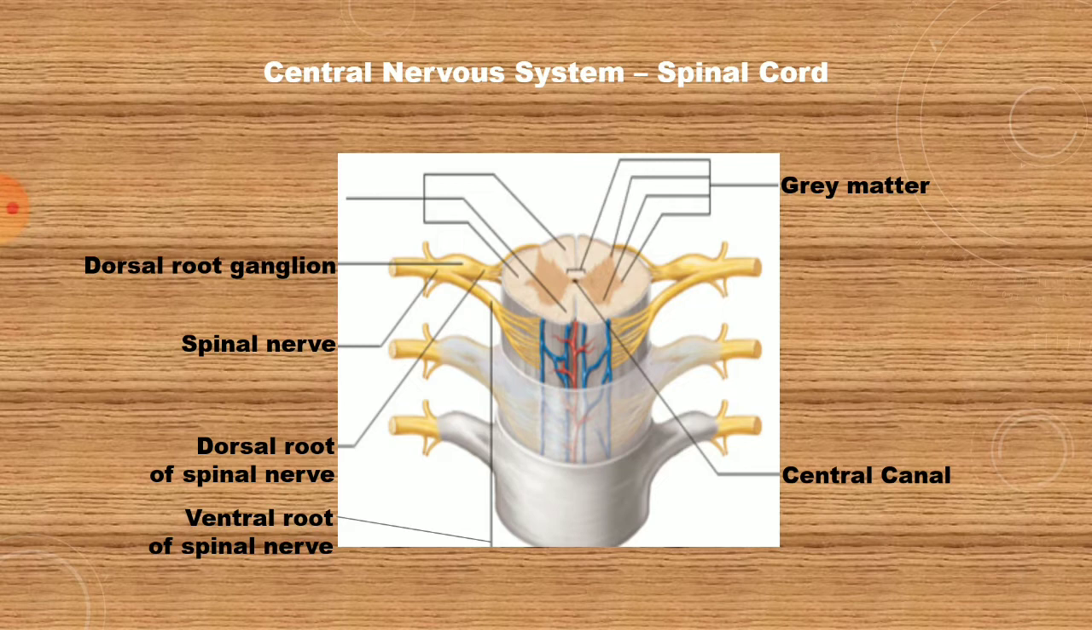The spinal cord conducts sensory and motor impulses from and to the brain. It controls reflex action of the body. It receives messages from the brain and sends messages to the brain.